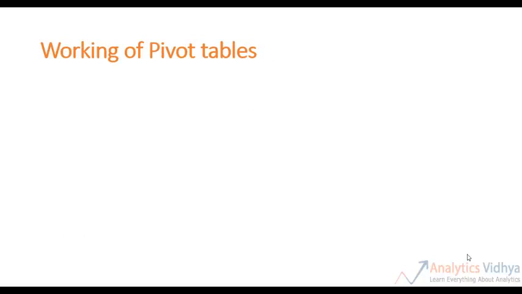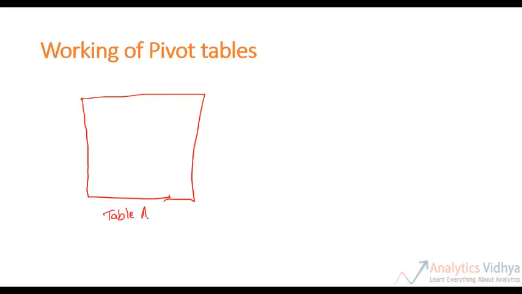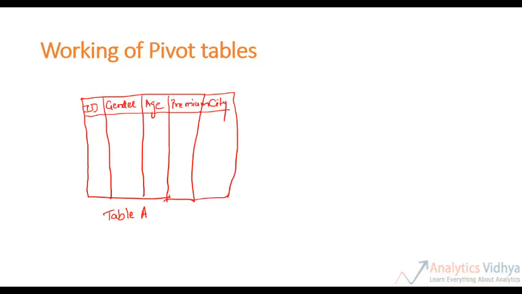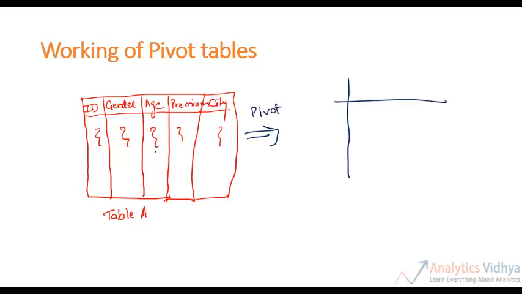Let us try and understand the working of pivot tables through an example. As I said, pivot tables take input in the form of column-based data. So let's say this is table A, which is arranged in columns. Let us say these are the attributes which you have arranged in these columns. Once you select these columns and convert it into a pivot table, this gives you the flexibility to arrange your data, which is these columns, into any reports.